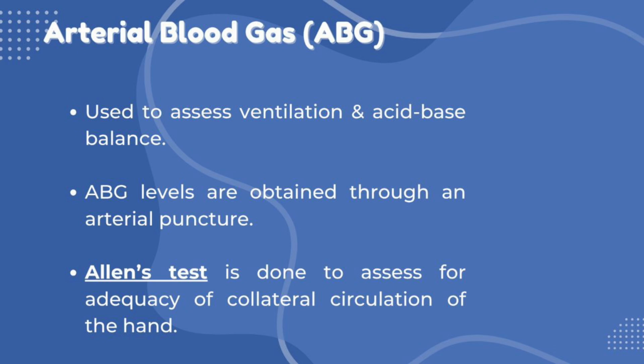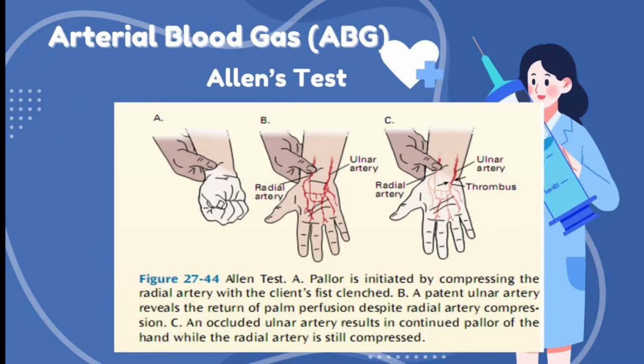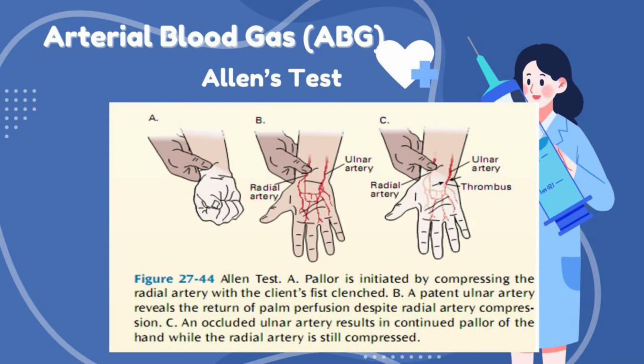The test is done by taking blood from an artery, usually at the wrist. As you can see, we have here the Allen's test. Before drawing blood from the artery, we do the Allen test. This checks if the hand has a good flow from the two different arteries. If both are working well, it's safe to take the sample.